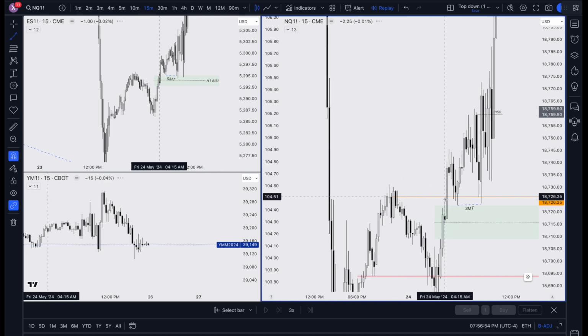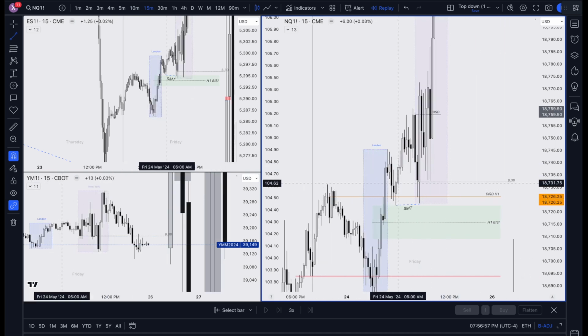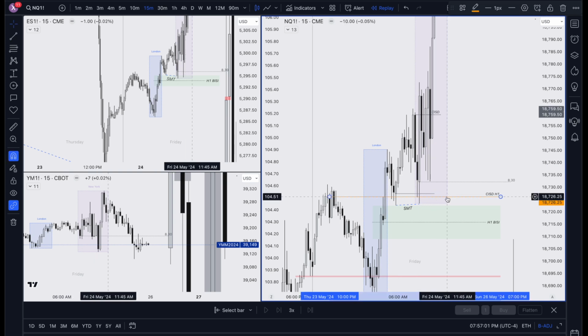10-minute, 15-minute, nice. 15-minute, nice beefy up close candles. Failing to change the state of delivery below those candles. Failing to produce an order block. Failing.